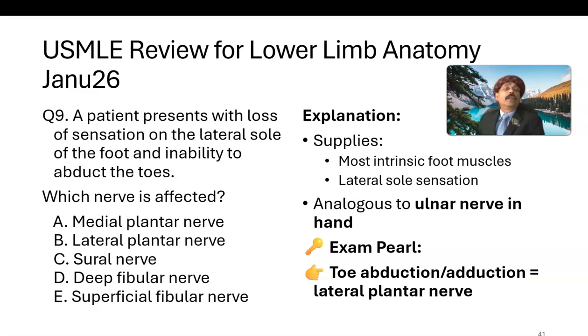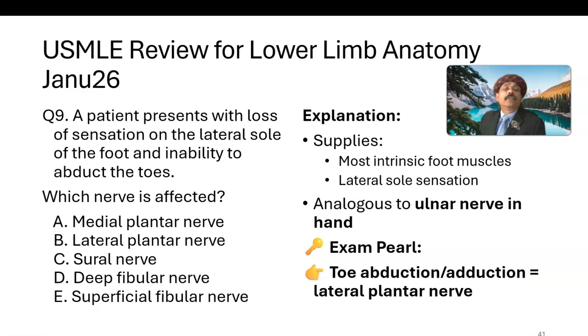So where are we now? Here, question number 9. A patient presents with loss of sensation on the lateral sole of the foot and inability to abduct the toes. Which nerve is affected? For abduction and adduction of the toes, we have the interossei muscles. Both the dorsal interossei and plantar interossei are innervated by the lateral plantar nerve.